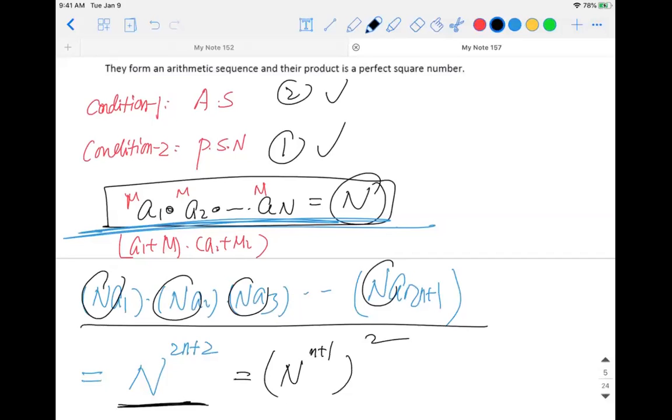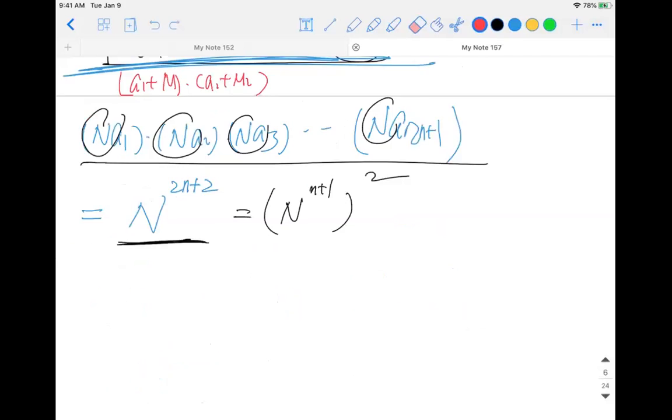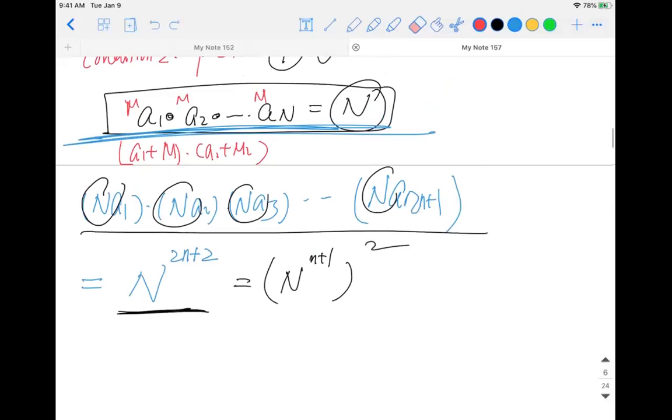So that being said, as long as you have 2n plus 1 numbers, for every single number you plug in a k here and an n here, then you will be able to construct a perfect square number, right? We kind of already have what we need.